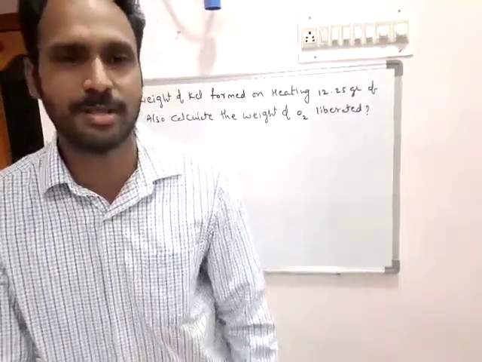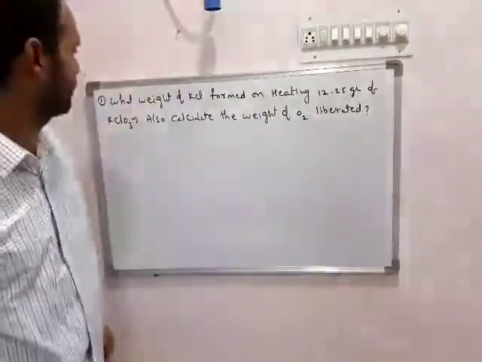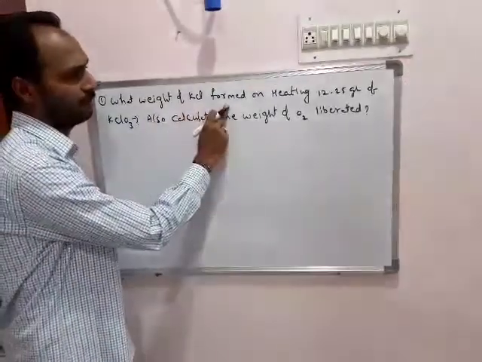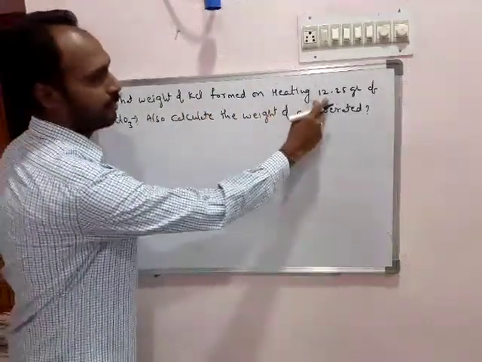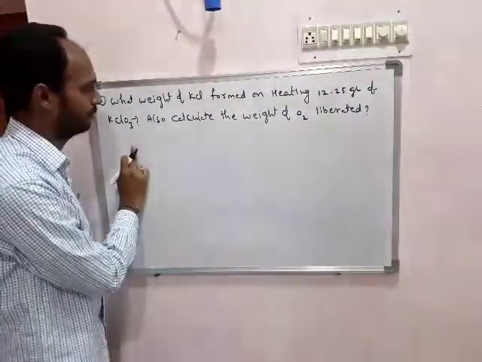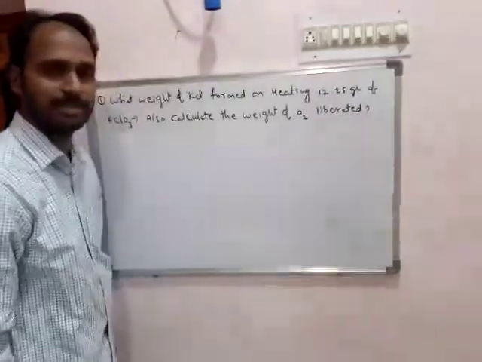So now we discuss the problems based on mole concept. See the first problem here. What weight of potassium chloride is formed on heating 12.25 grams of potassium chlorate, and also calculate the weight of oxygen liberated in the reaction.